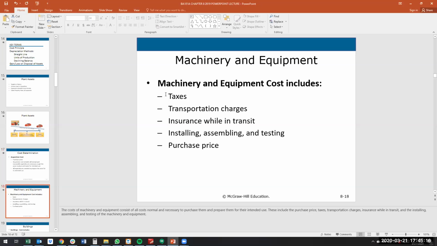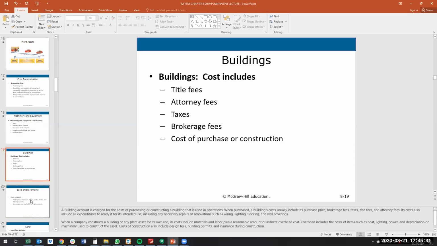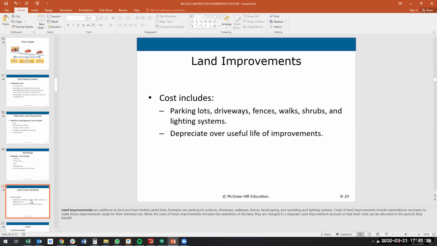So an example: machinery and equipment generally include taxes. This can include registration fees, transportation charges to ship to us, insurance, installing, assembling, and testing it, and the purchase price. So a lot of pieces of the machinery can be included. Buildings, we might have title fees, attorney fees, taxes, brokerage fees, cost of construction. Land improvements might be paving a driveway, building a fence, cutting shrubs, building lighting systems, and land improvements themselves are actually depreciated over the expected useful life of the improvements.